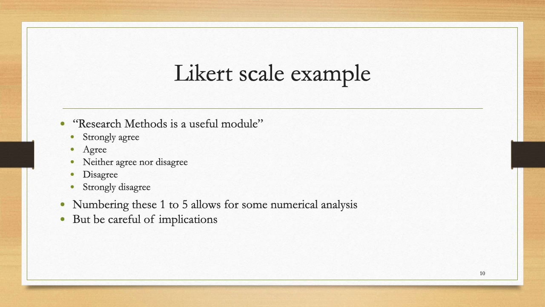So I know you are familiar with the Likert scale, but here is an example sentence for you. Research method is a useful model. So there are options of strongly agree, neither agree nor disagree, to strongly disagree. And if you number them from 1 to 5, then you can use it for quantitative analysis. But you should be careful of implications, and don't forget 1 will represent strongly disagree and 5 will represent strongly agree.